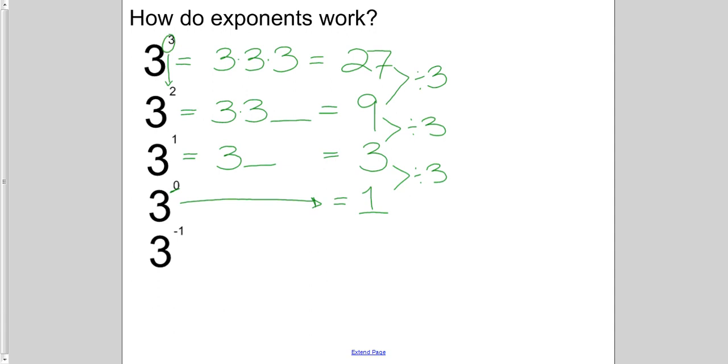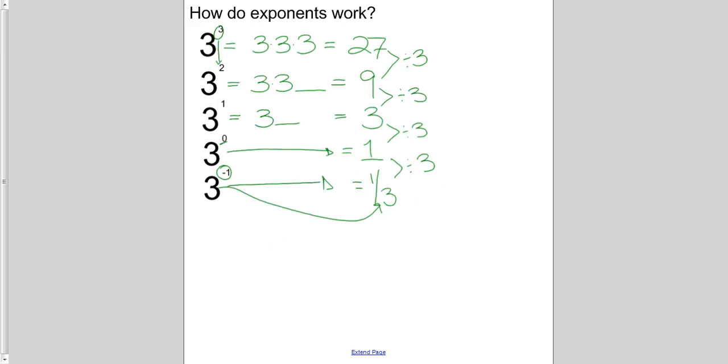So let's use that and go to 3 to the negative 1. So we continue our pattern. 1 divided by 3 gives us 1/3. So you can see that what the negative exponent does is it takes the base and it moves it to the denominator of the fraction. So 3 to the negative 1 is 1/3, which takes that 3 and puts it in the denominator.